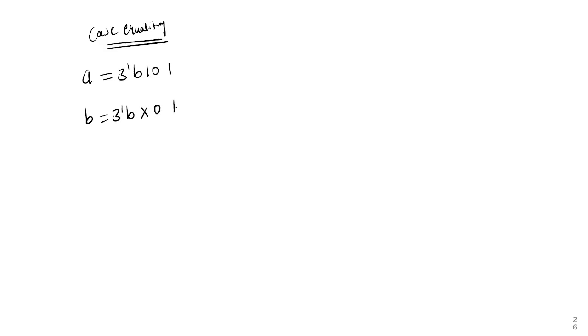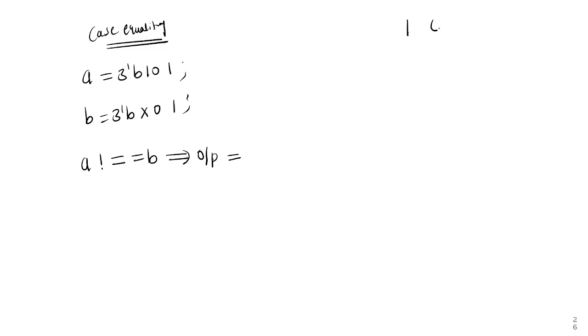Suppose coming to the case equality, I am checking. Let us take a equal to 3'b101 and b equal to 3'bx01. I am checking for case not equality. What is the output I am getting? I am checking. What is the output? In terms of case equality, it will compare with the don't care also.